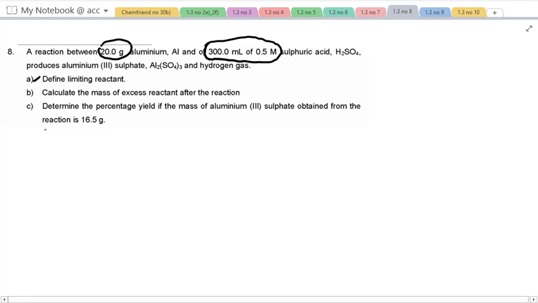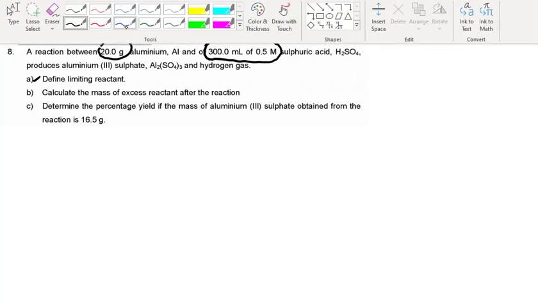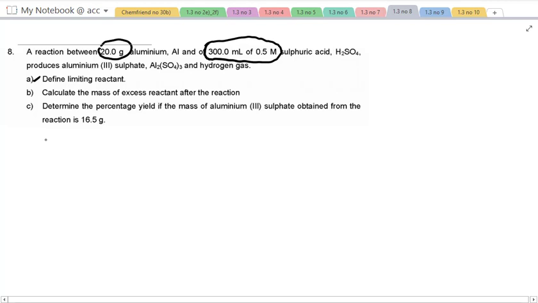How about question B? To calculate the mass of excess reactant after the reaction. What to do? First is to, of course, write the balance equation first. So you write the balance equation first. Al plus sulfuric acid to form aluminium sulfate, given the formula up there, Al2(SO4)3 plus that hydrogen gas. Then you put 2 here, 2 mole of Al with 3 mole of H2SO4. Then sulfate you have 3, right?